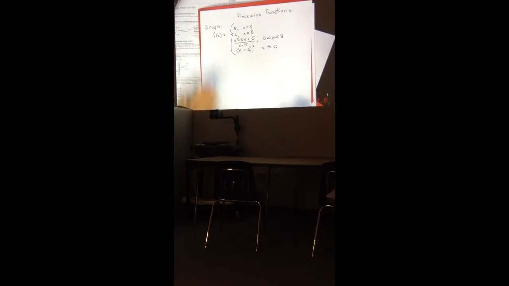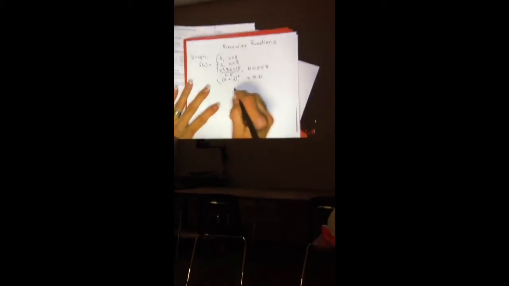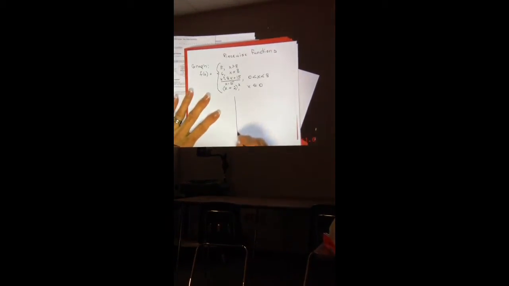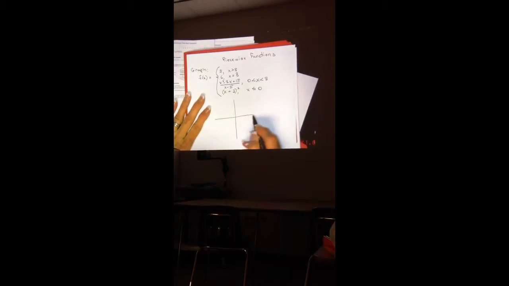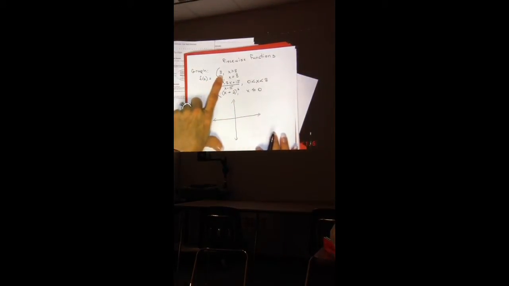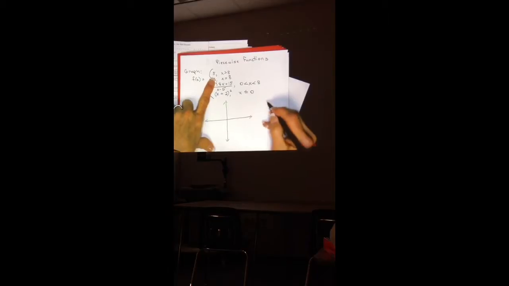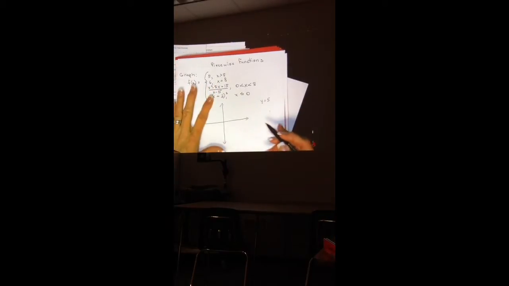What we're going to do is start at the top with the first piece and figure out how to graph that piece, and then we'll go to the next part. Okay? So the first piece, just going down, is f of x equals 5, or in other words, y equals 5, right? And x has to be greater than 8.